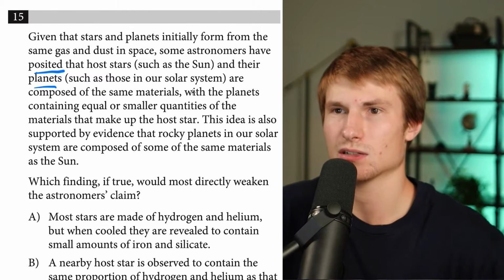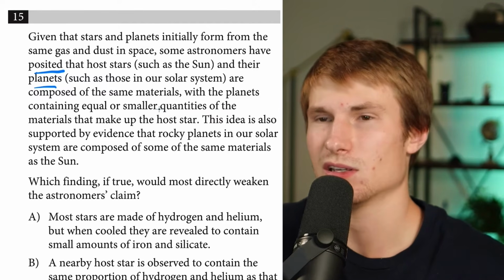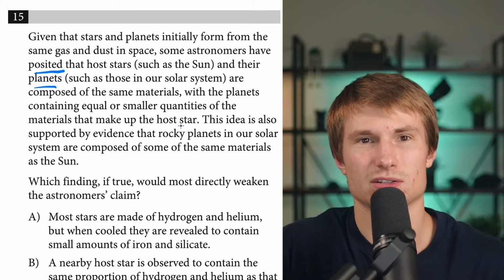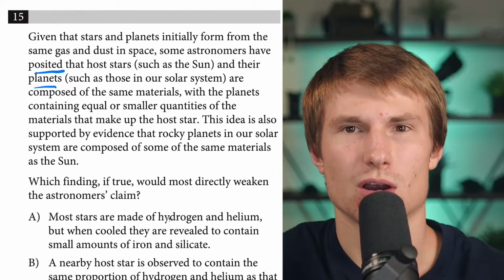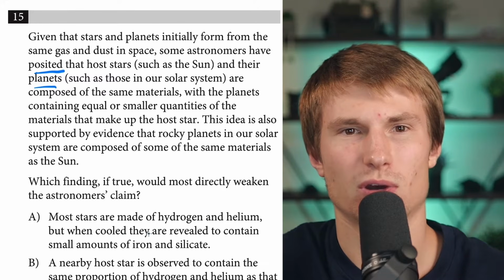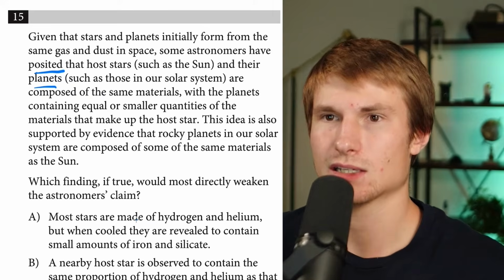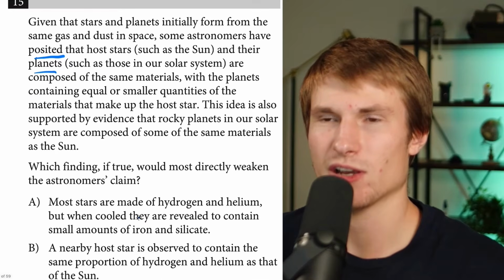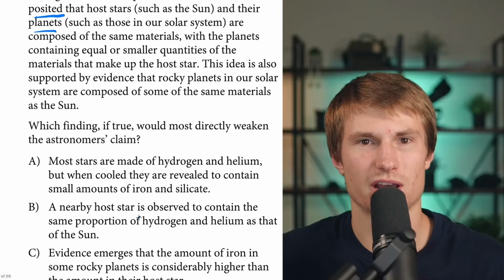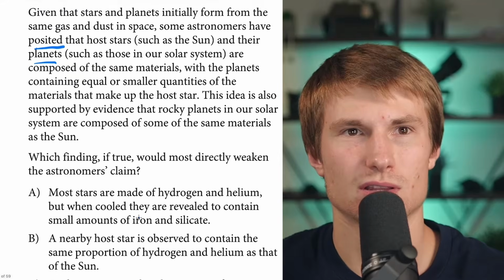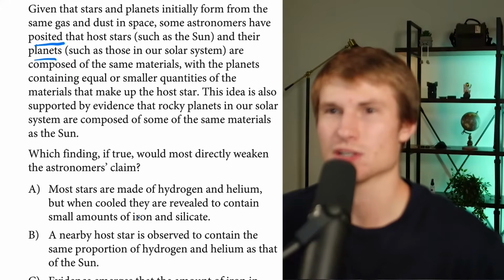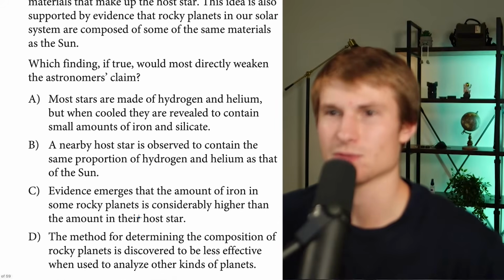All right, so if we are composed of the same materials, with the planets containing equal or smaller quantities of the materials that make up the host star. So which finding if true would weaken it? We have option A, most stars are made of hydrogen and helium, but when cooled, they are revealed to contain small amounts of iron and silicate. Okay, not necessarily, because I don't think we actually state what the materials are. So we'd have to actually make a comparison to the sun, right? Or the host stars and their planets. We have to make a comparison to the planets then, since we have the host stars in A.